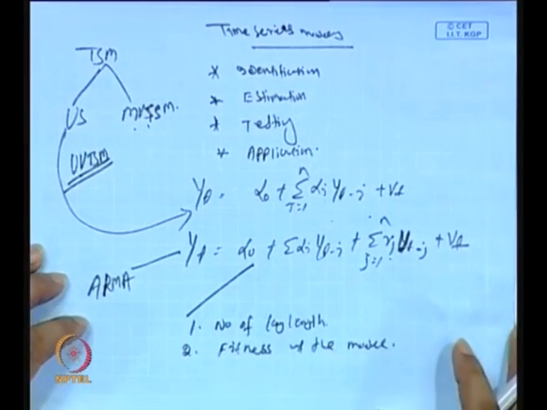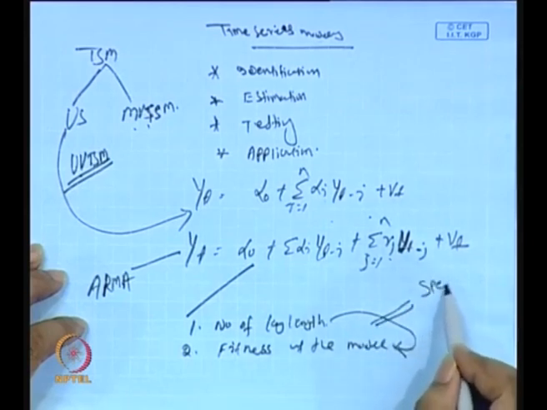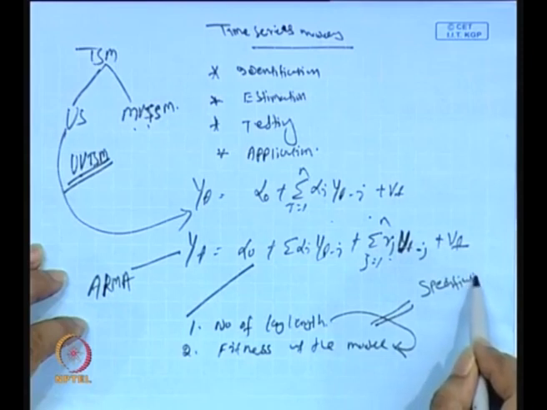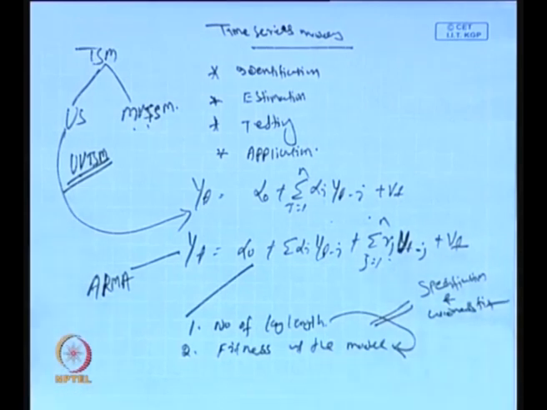Of course, in between number of lag length and fitness of the models, there is a specification test and goodness of fit test. So specification test and goodness of fit test must be there. In addition to that, we will apply digit test.